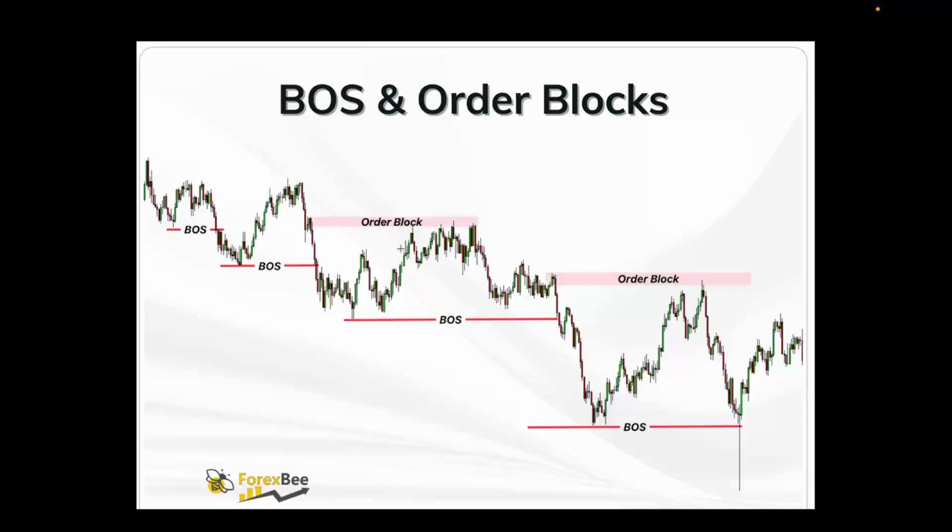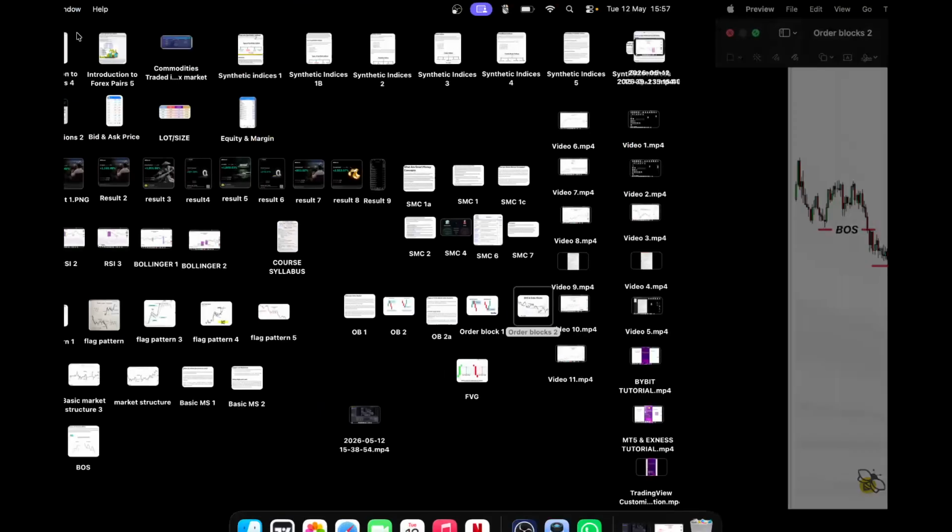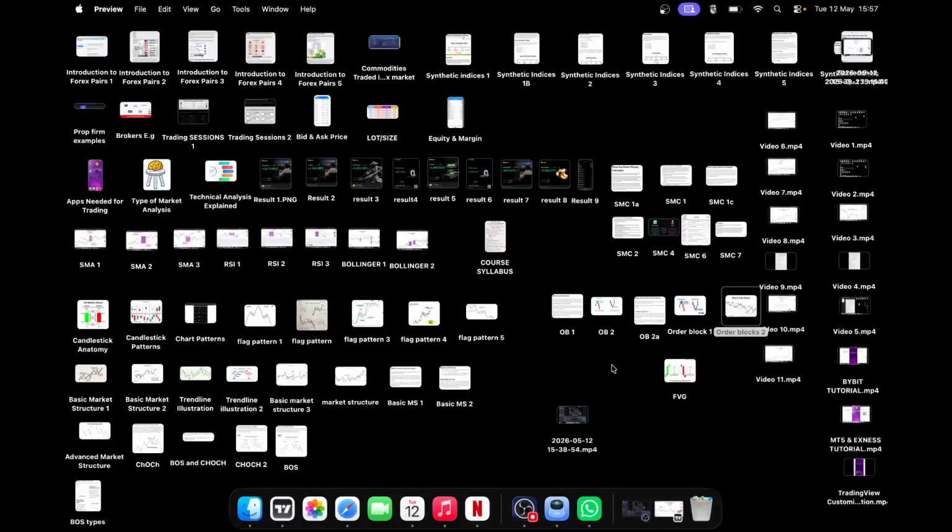So the last green candle, that's what you'll be looking for. The last green candle before the what? Candles that did an impulsive move to the downside and did a break of structure. I'm very sure you now understand how to trade order blocks.